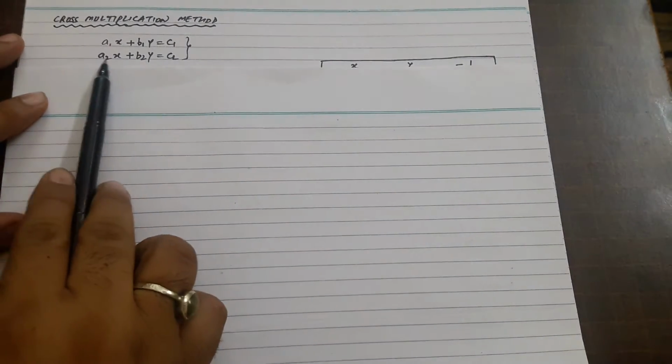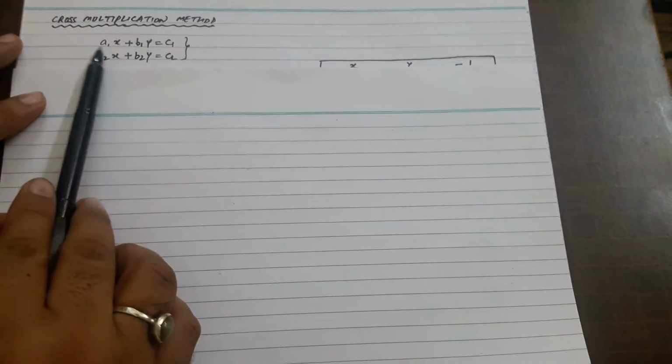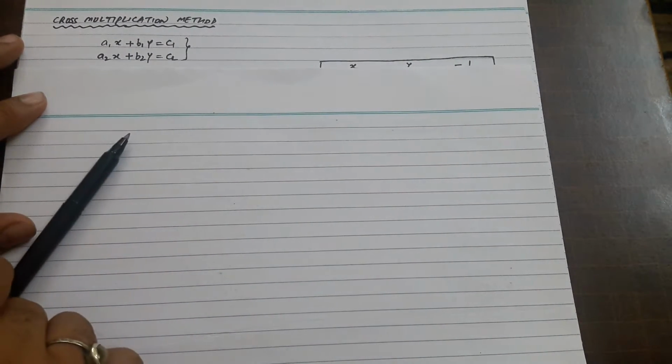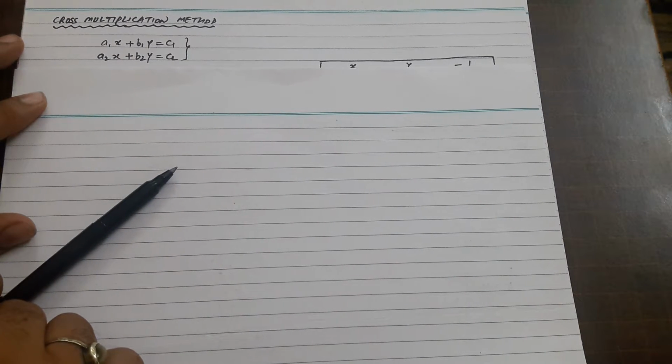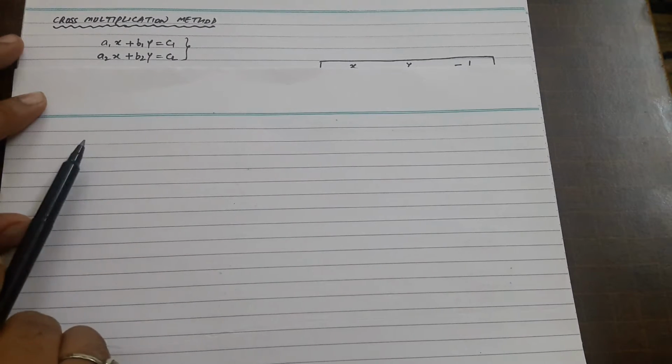Hello student, today we will discuss how to solve a pair of linear equations in two variables by the cross multiplication method. In my previous lecture, I already explained how we can solve a pair of linear equations by the graphical method, by substitution, and by elimination by equating the coefficients. Now we will discuss the fourth method, which is the cross multiplication method.